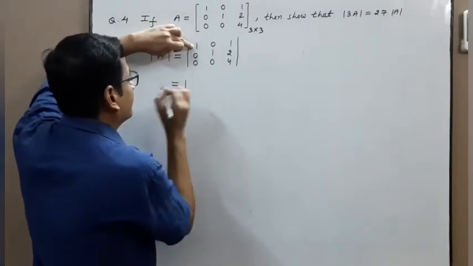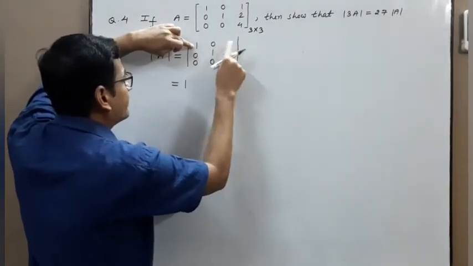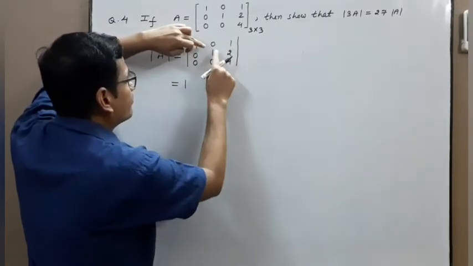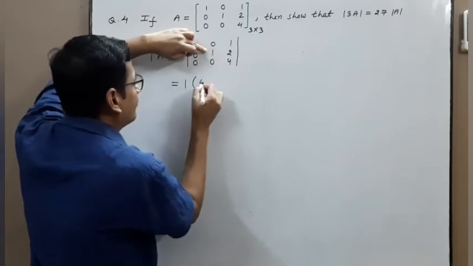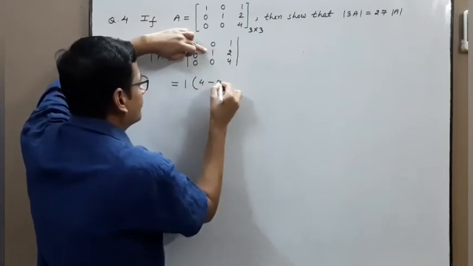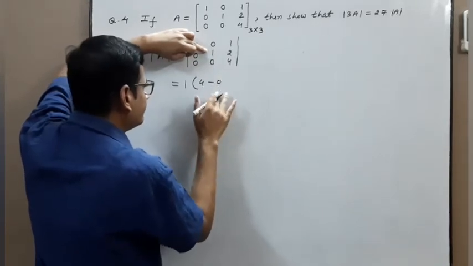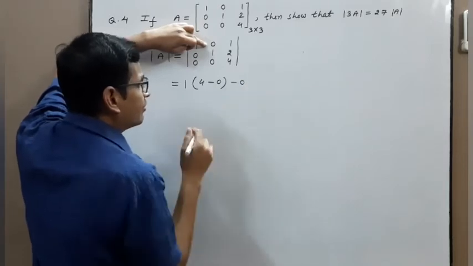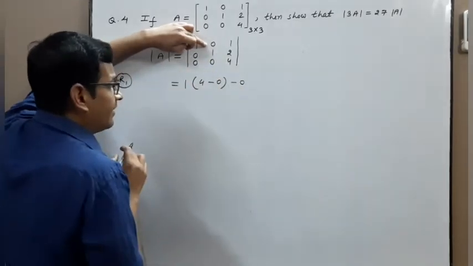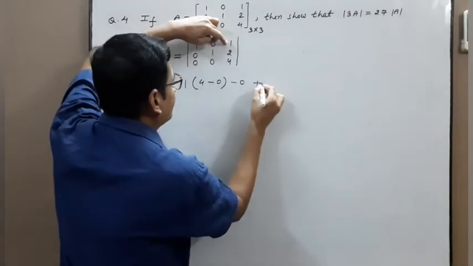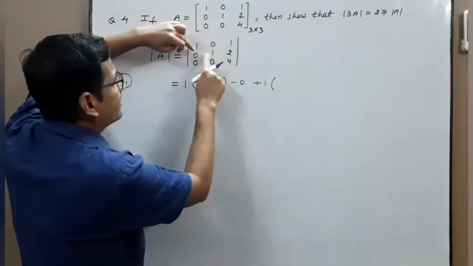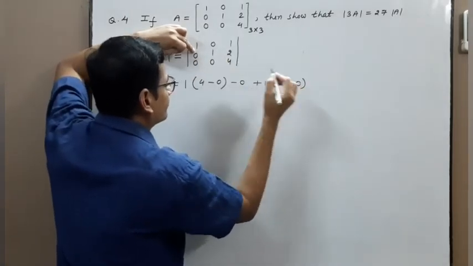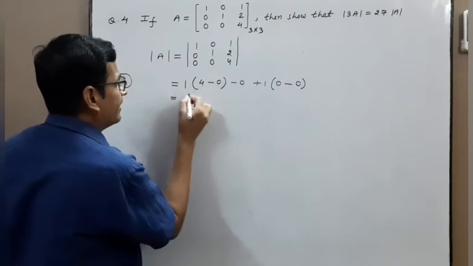1 into the determinant obtained by eliminating the first row and first column. So this is the 2 by 2 determinant 1 2, 0 4. Cross multiply: 1 into 4, 4, minus 0 into 2, 0. Then second, minus 0 into any number is 0, so no need to write this, it is time wasting. Then plus 1. Now simplify this, 0 into this 0 minus 1 into 0 0. So simplify, we get 4.